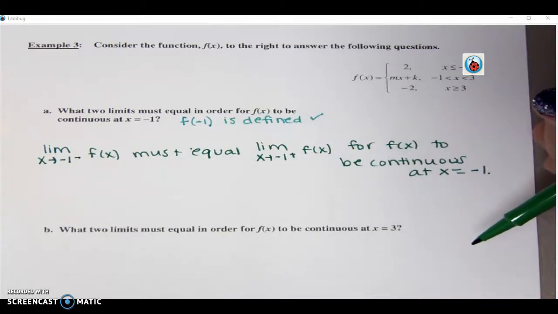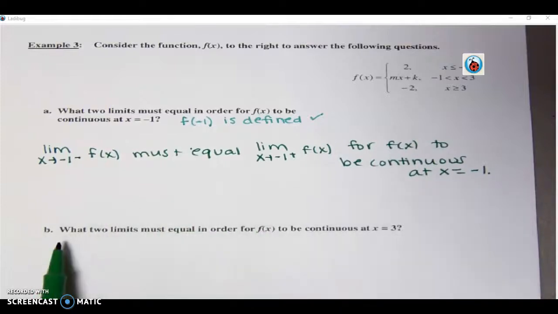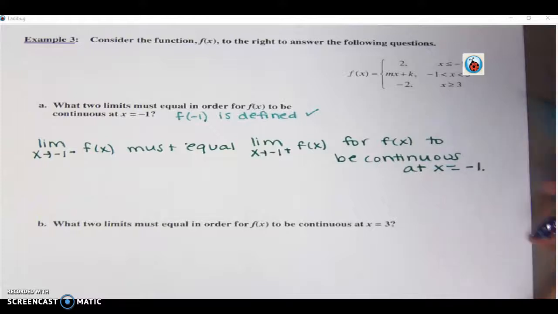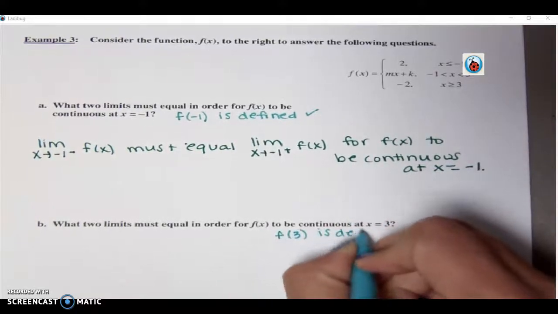Okay, so when we get to part B, what 2 limits must be equal in order for f of x to be continuous at x equals 3. So same kind of thing. First, let's make sure it's going to be defined at 3 so that this will actually work. So see how there's an equal to sign at 3. So this will work because f of 3 is defined.